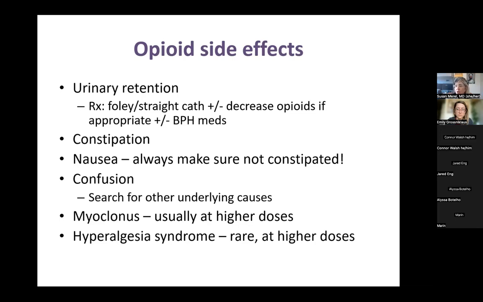And those are reasons to be consulting palliative care or chronic pain, or to make them aware if they were the ones prescribing, if you see those side effects when you're examining your patient.